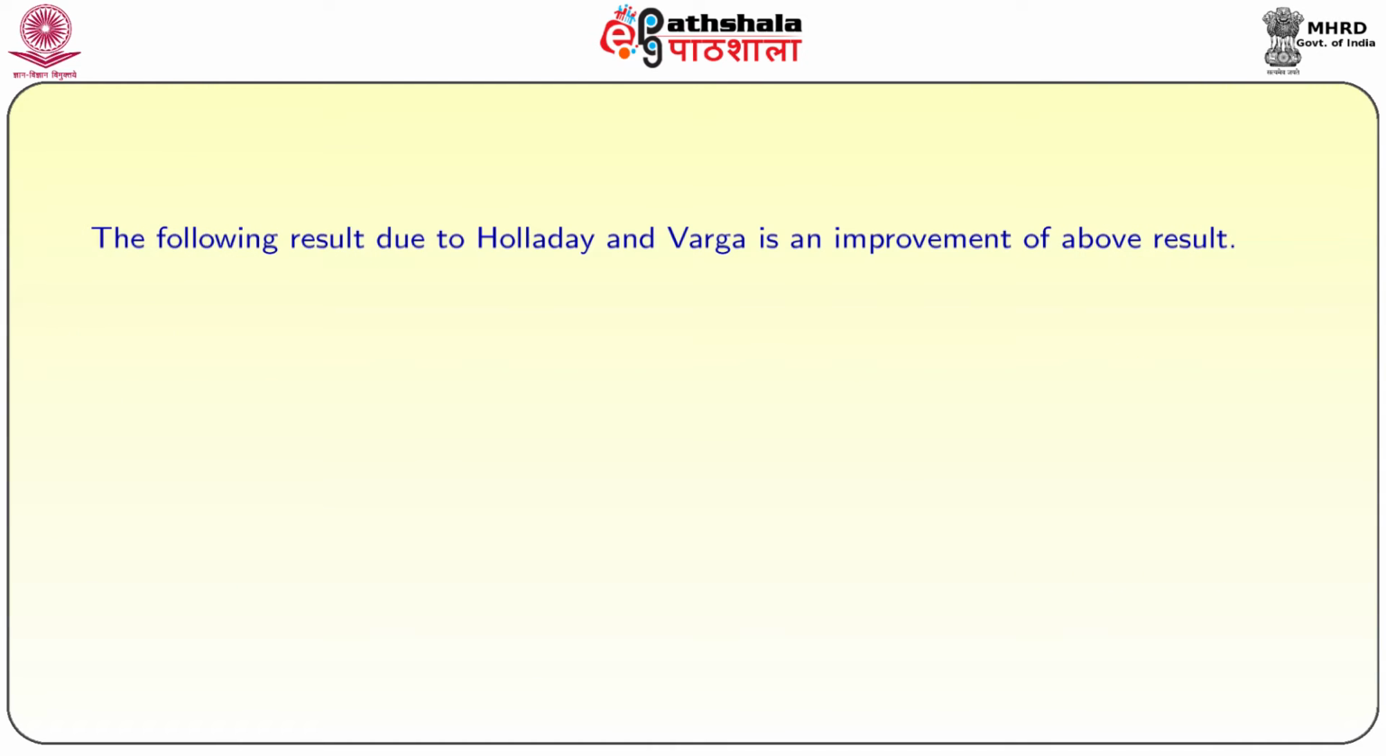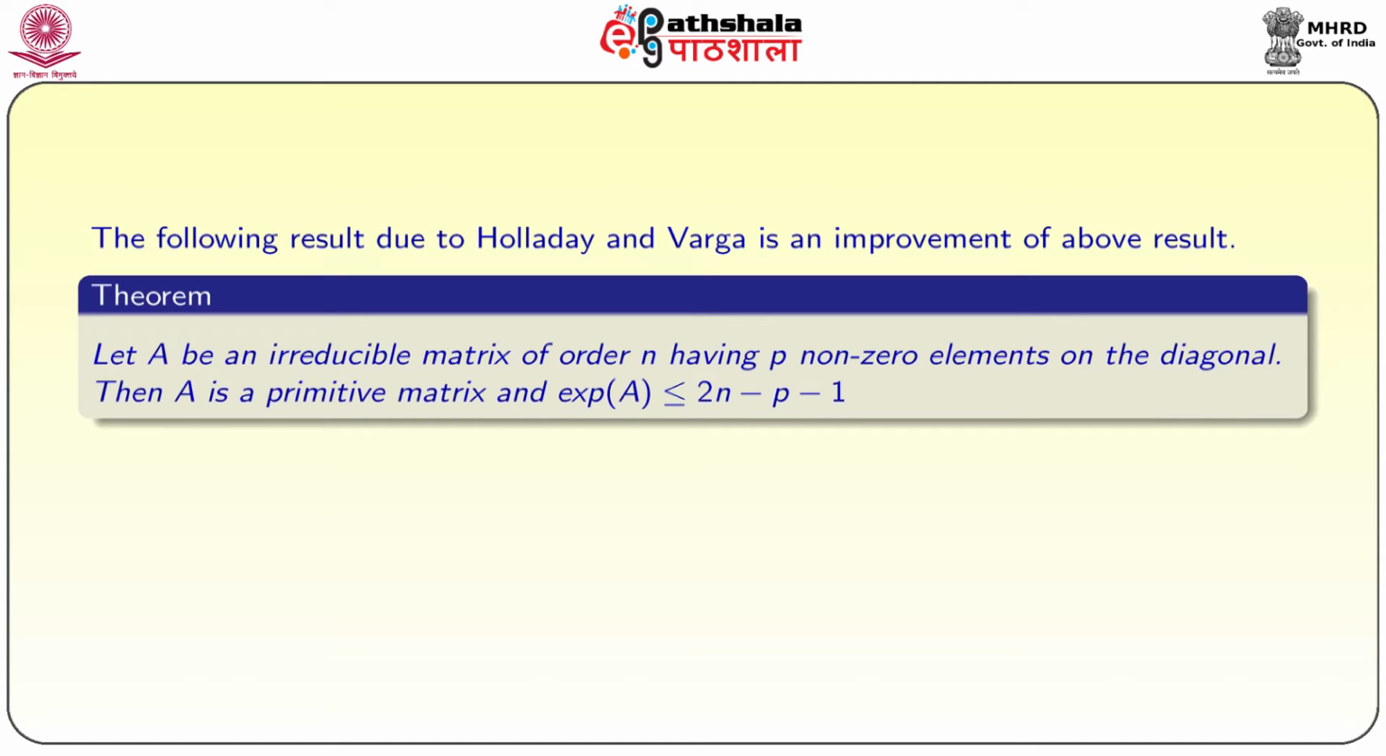The following result due to Holladay and Varga is an improvement of the above result. It says: let A be an irreducible matrix of order n having p non-zero elements on the diagonal, then A is a primitive matrix with the exponent of A less than or equal to 2n minus p minus 1.